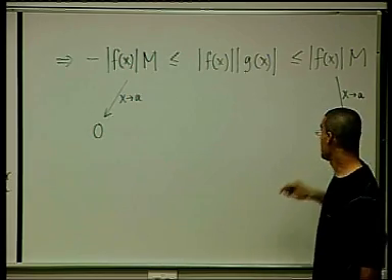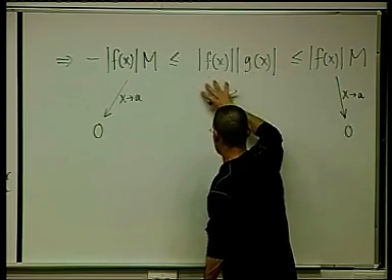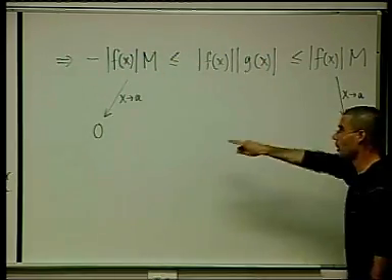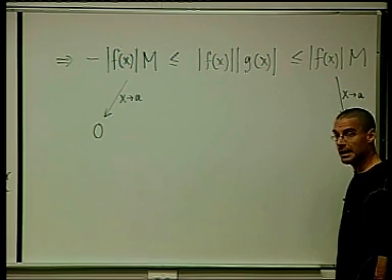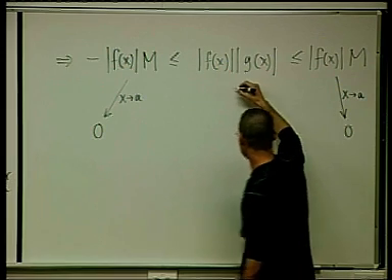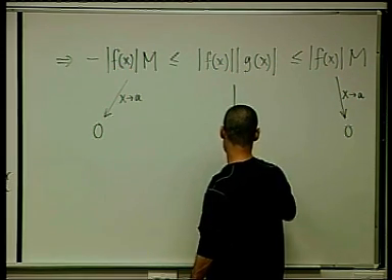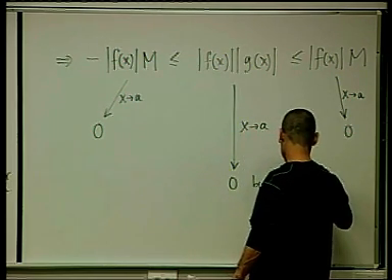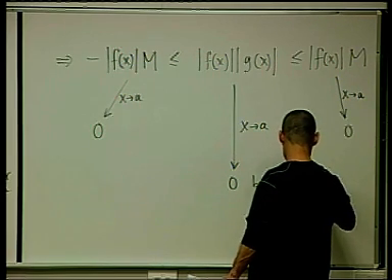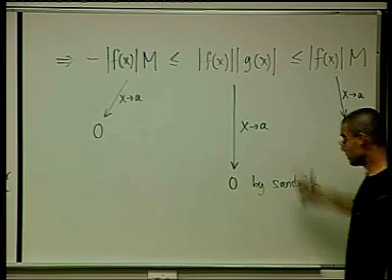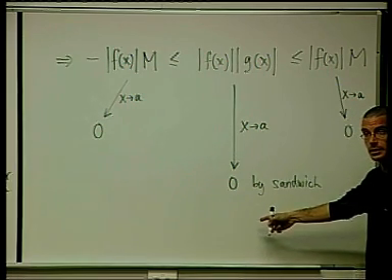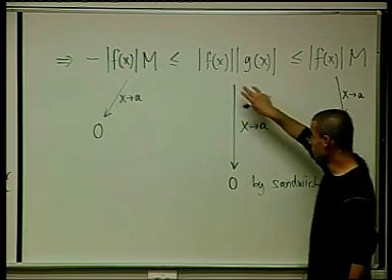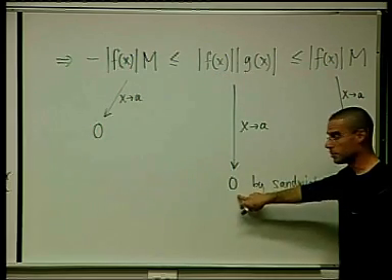Right, sandwich. I have here something that's trapped between two things. The two outer things share a limit, 0. That implies, by the sandwich theorem, that the something in between goes to 0, as x goes to a, by sandwich. Does everybody agree? Do you see that? So I just used the third theorem. Good? So I just proved that the product of the absolute values goes to 0.